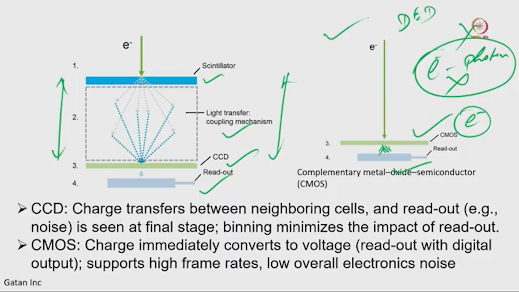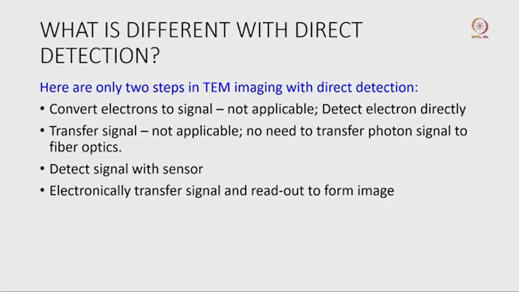That is the reason direct electron detector is very important for our purposes. Here a couple of important points are written. What it is telling is that in TEM imaging with direct detection there are only two steps. With the CCD camera, there are 4 steps: hitting the scintillator, converting it to photons, the photons traveling through the optical fibers, and then recording and getting the readout. That is for the CCD camera.